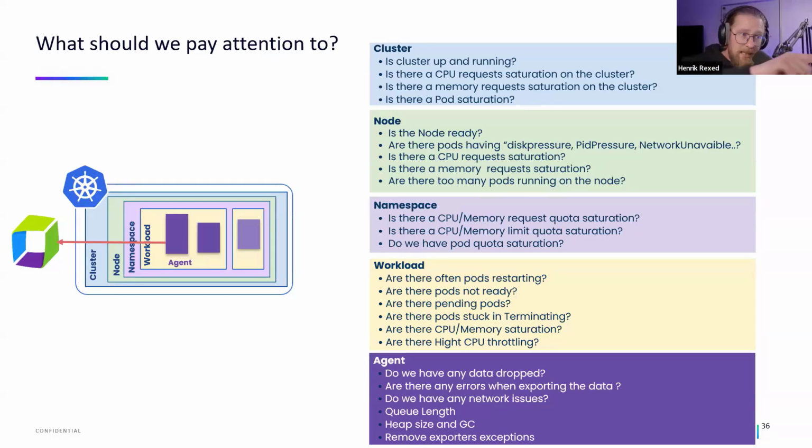What I'm interested in is the last box here. I need to look at, do I have data dropped? Do I have any errors when I'm exporting the data to Dynatrace? Do we have any network issues? So, for example, a pod is not able to reach out to the collector instance. That's a sign of a problem. I need to check continuously on the health of the queue length of the collector. And it's a Go component, so there is a heap size and a garbage collector. So I'm going to check this piece also.